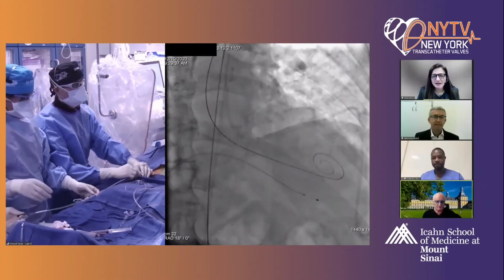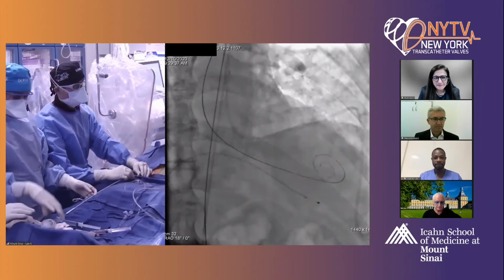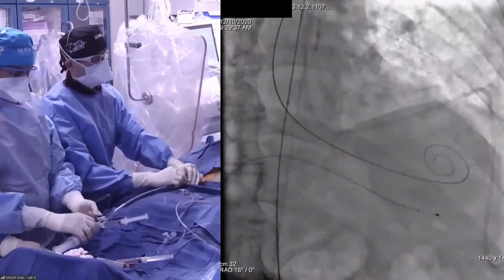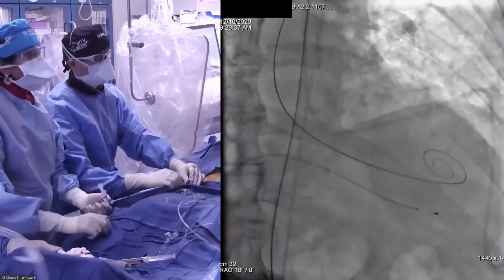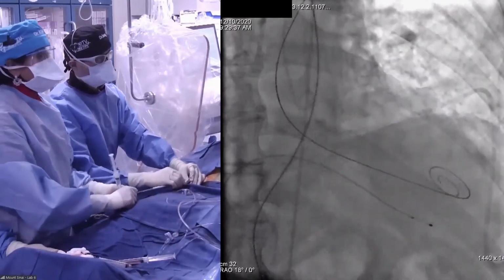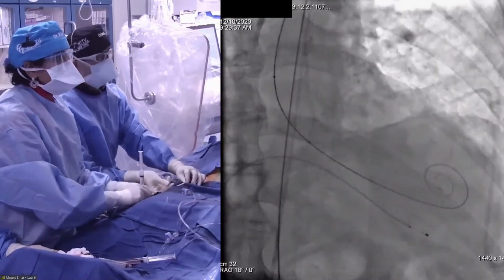Great. So we have Alex, crossed the valve. We have comments? AL1. Yeah, AL1. Crossed it, and now we are ready to pre-dilate with a 25 millimeter Z-MED balloon, before our actual valve insertion.